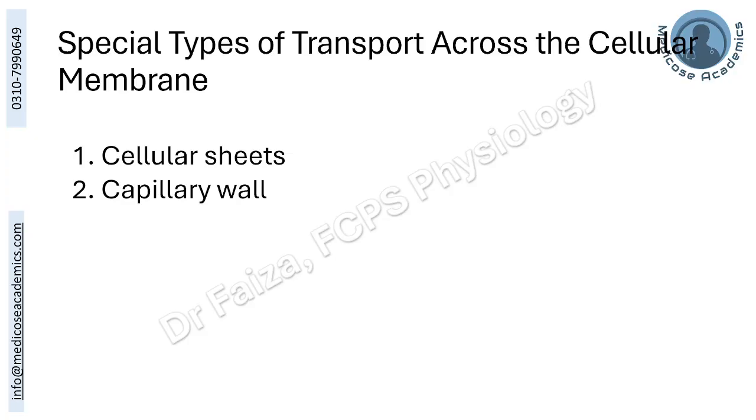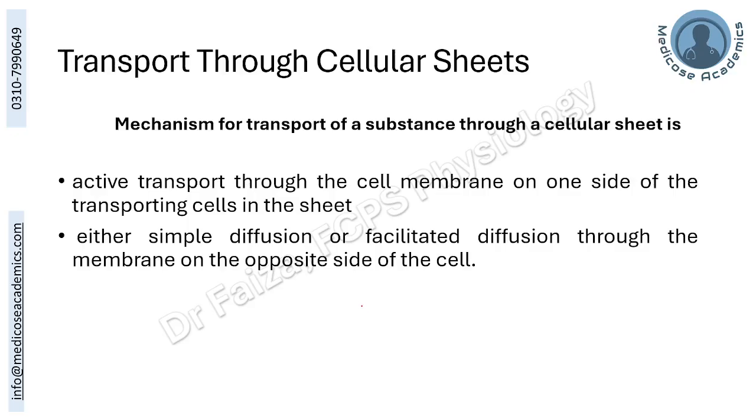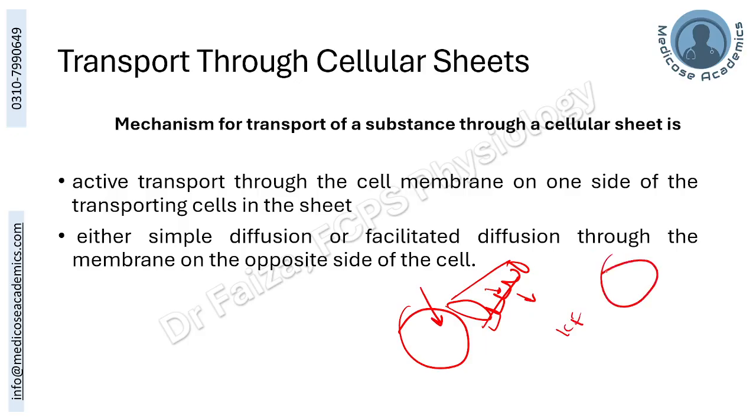Lastly, we will discuss the transport across the cellular sheets, for example, occurring across the capillary wall and the renal and GIT tubules. Till now, we have discussed the transport across the cell membrane on one end. What if the substance has to cross the renal tubule? For example, this is the lumen of the tubule and it has to enter the interstitium. It has to first enter the renal tubular cell on one end and then exit the tubular cell on the other end to enter the interstitial fluid. So it has to cross the cell membrane first to enter and then to exit.